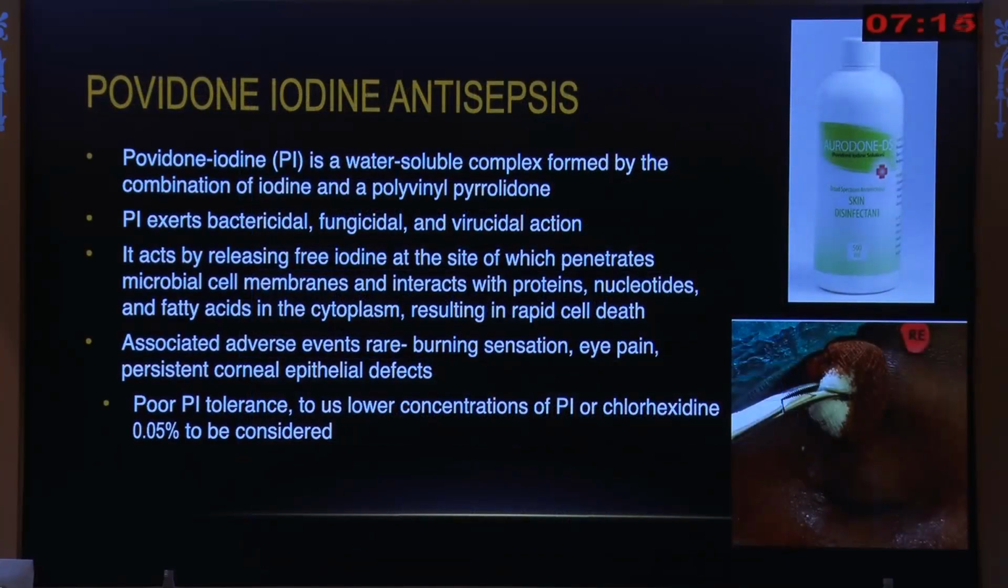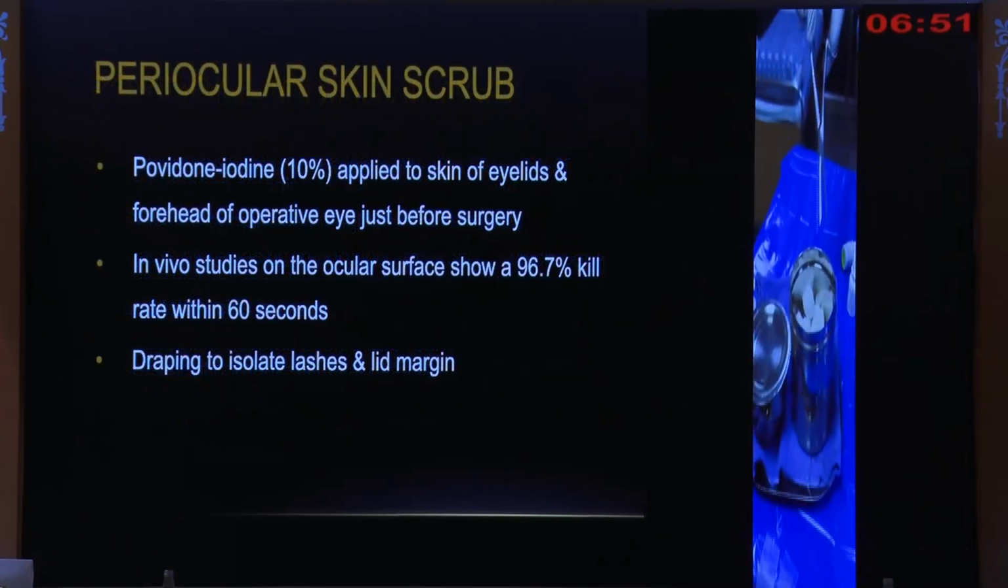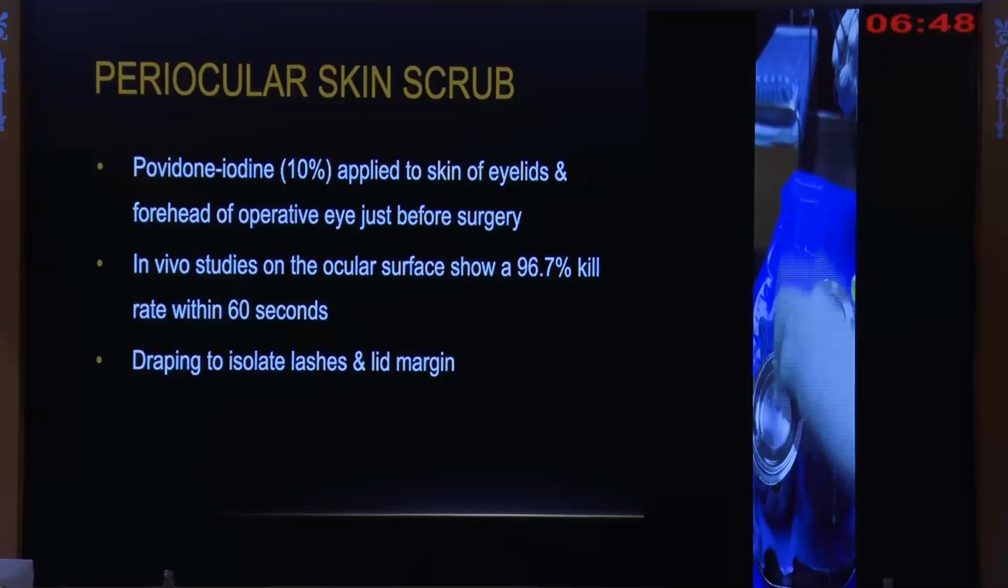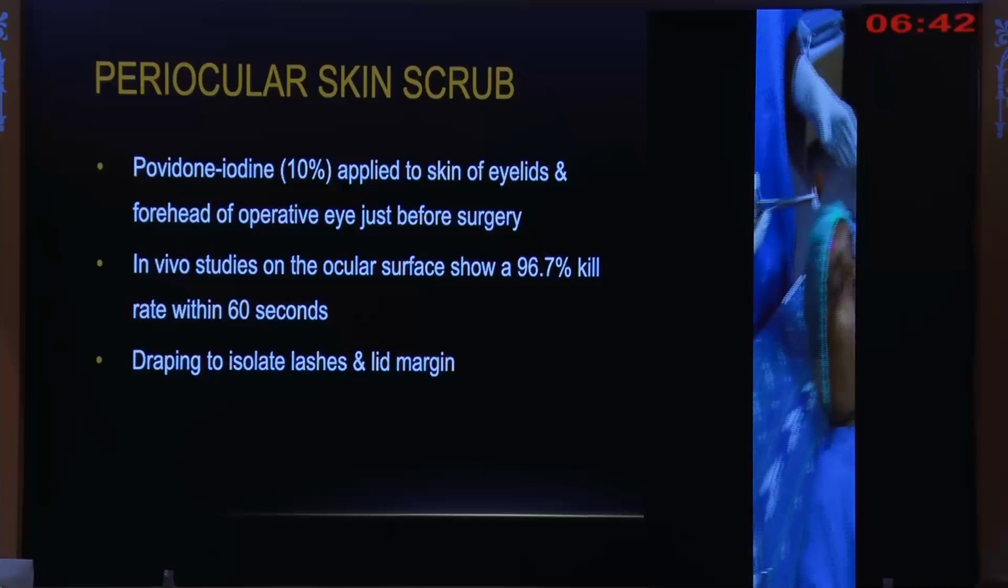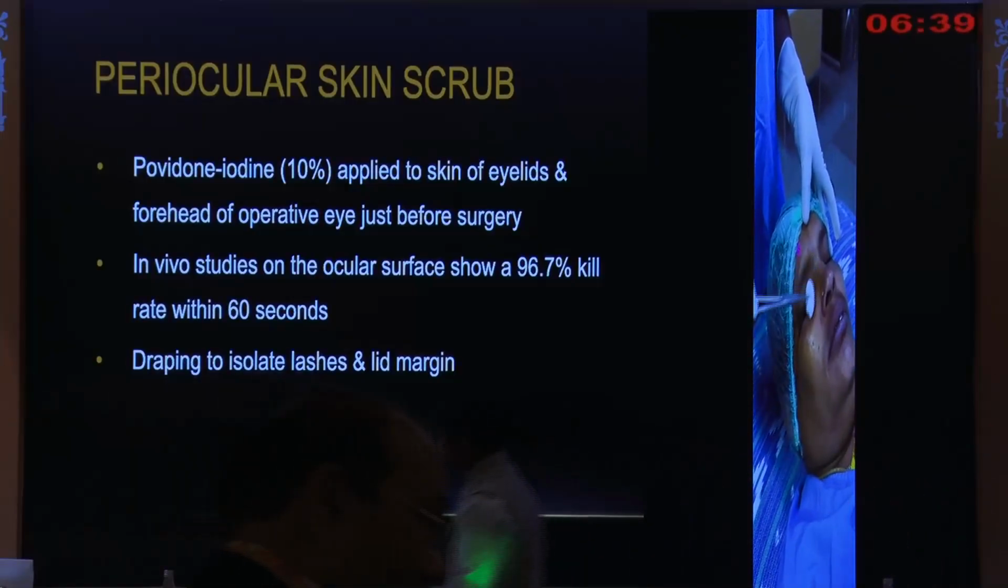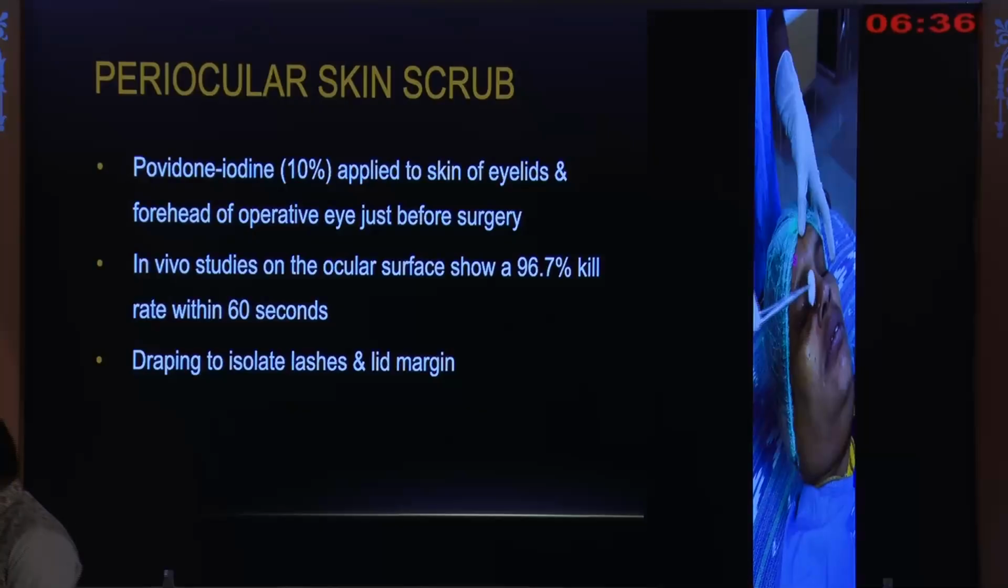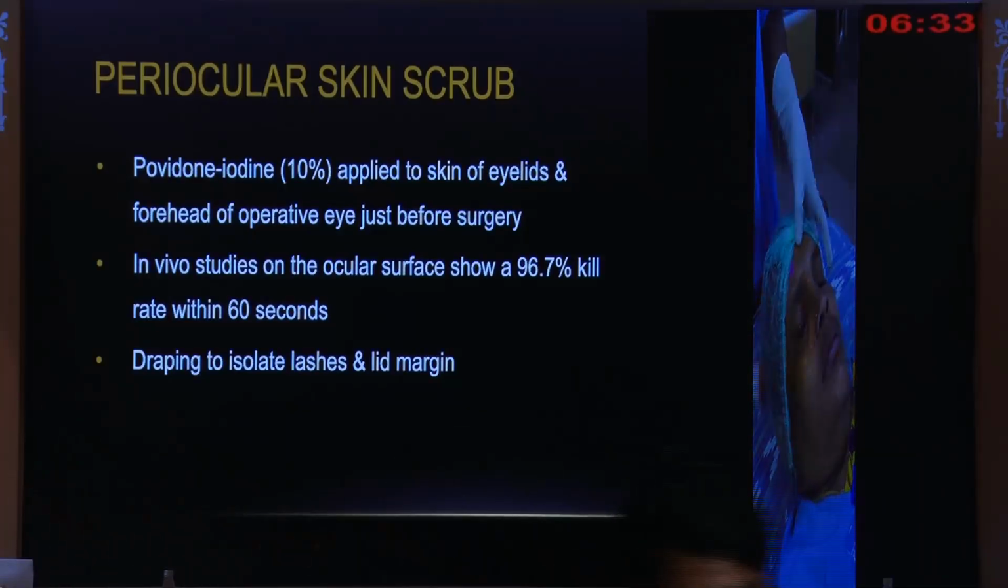Povidone iodine is a water-soluble complex formed by the combination of iodine and polyvinylpyrrolidone, and it exerts bactericidal, fungicidal as well as virucidal action. In case of poor PI tolerance, we can use a low concentration of povidone iodine or chlorhexidine 0.05%. For the periocular skin scrub, 10% is applied to the skin of the eyelid and forehead of the operative eye just before surgery. In vivo studies on the ocular surface show a 96.7% kill rate within 60 seconds, and draping is done to isolate the lashes as well as the lid margin.